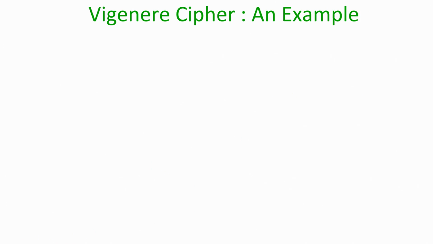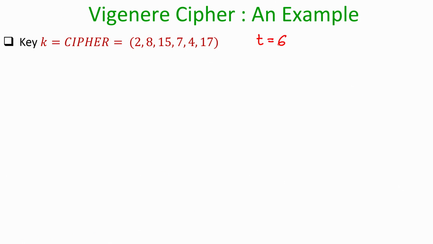So, let me demonstrate what exactly I am trying to say. Imagine that the value of t is 6 here, and a key which is randomly generated by the key generation algorithm, suppose it is the string cipher, namely we map C to 2, I to 8 and so on. That means this is the random key generated by the key generation algorithm, and it is known both to the sender as well as to the receiver, right.